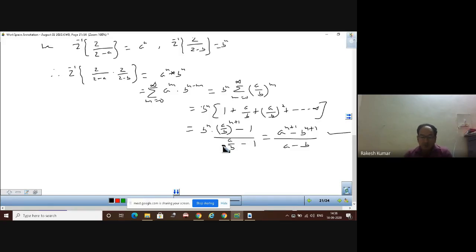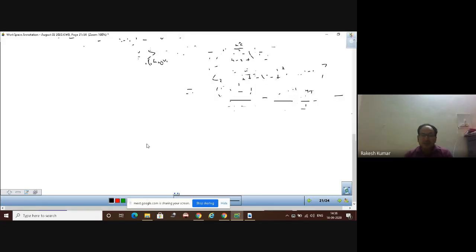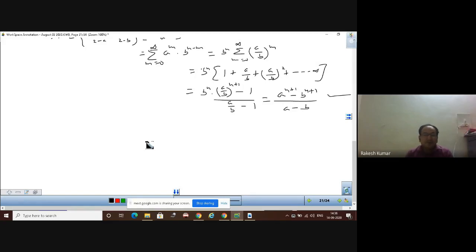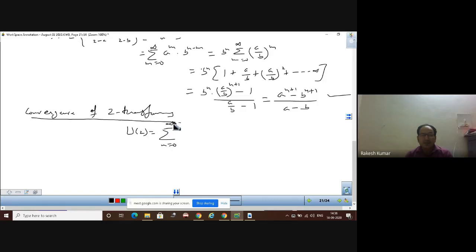Now, one more thing which we have to do, that is the convergence of Z transform. Also a very important thing. Convergence of Z transforms, and we know what the Z transform is. Z transform of Un is the summation, n is 0 to infinity, Un z^(-n). This is the Z transform of Un.